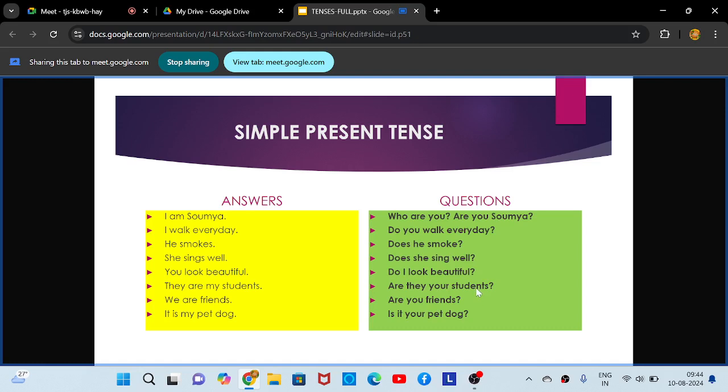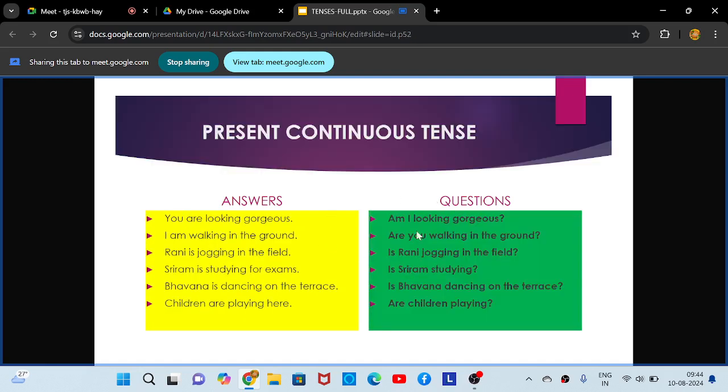Are they your students? Okay, now coming to are and is. Generally, are and is are used to form questions only in present continuous tense. Okay, in present continuous tense only we use are and is, are and am. But here I have included this are and is because we are not using the V1 plus ing here. Okay, just let me show you one question. You can understand here. Just look at the second question here. Are you walking in the ground?